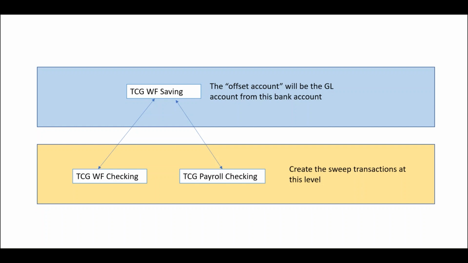You can probably envision that if I created the rule on the savings account, I would have to have two different rules that indicate offsettings to each checking account. But this way, if we set it up so that the sweep happens at the checking account, we can set up only one rule and accomplish the same thing. Okay, so what do those rules look like? Let's jump back into Intacct.